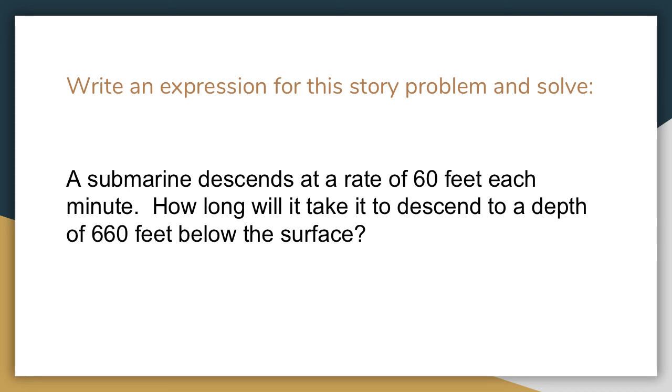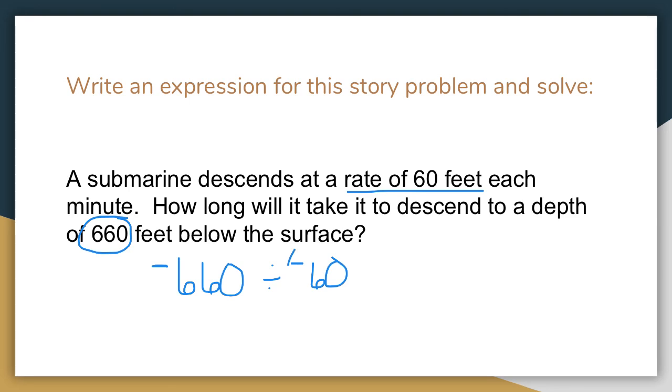Okay, let's try this one. So in a division problem, your total is your first number. So we know that it went 660 feet in all. And we know that is below the surface of the water, so that's a negative. And we're going to divide that by its rate of 60 feet each minute. Well, that's a 60, but it's going down under the ocean, so that's also a negative sign.